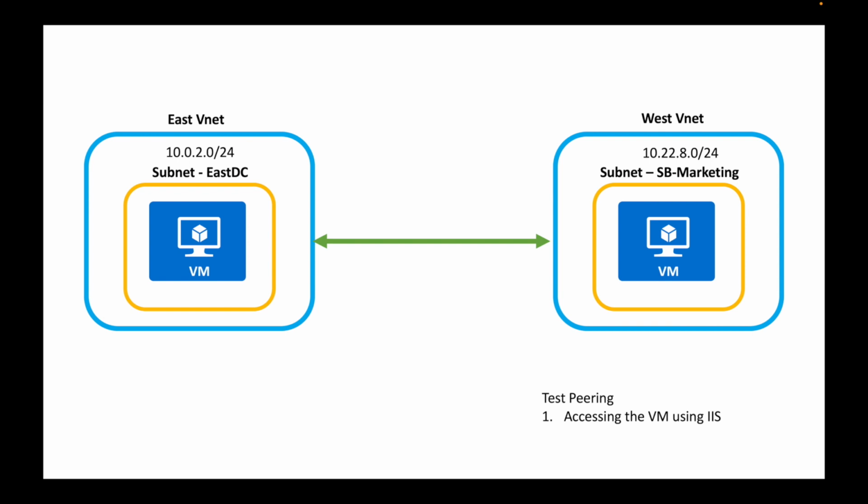The way we make sure that everything is working right is by testing it, obviously, right? So we're going to access that VM using the Windows 11 machine on the East region, and then see if we can get into that IP address by entering the IP address into the URL.